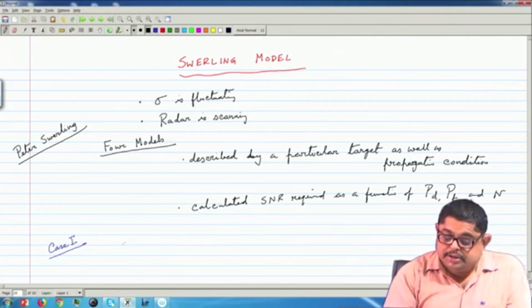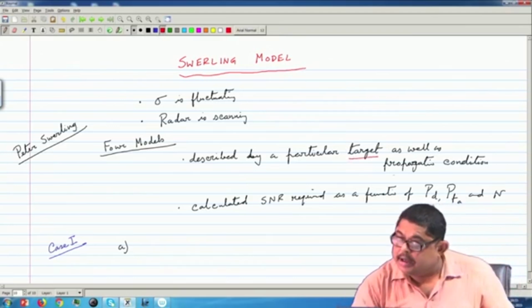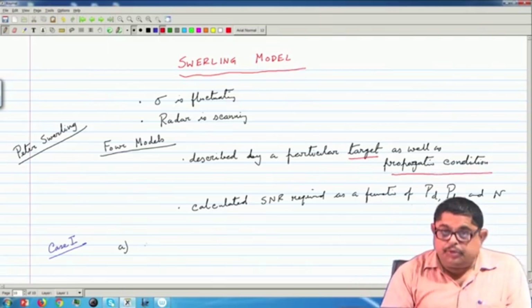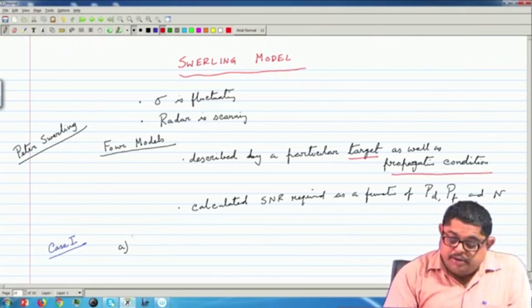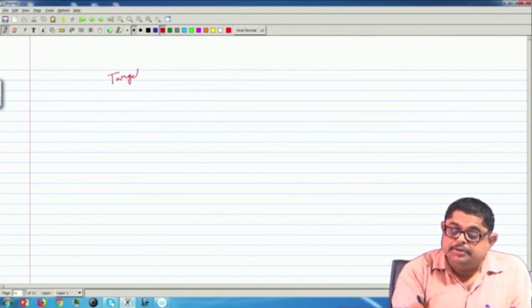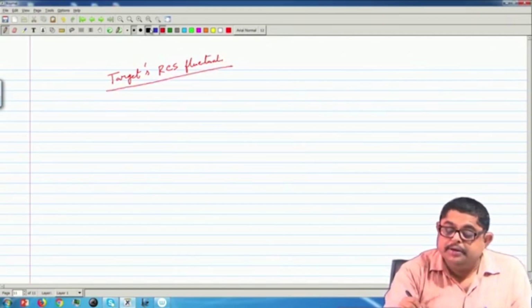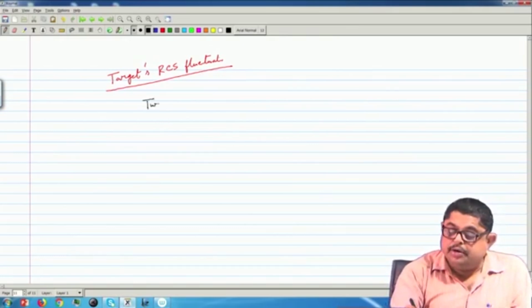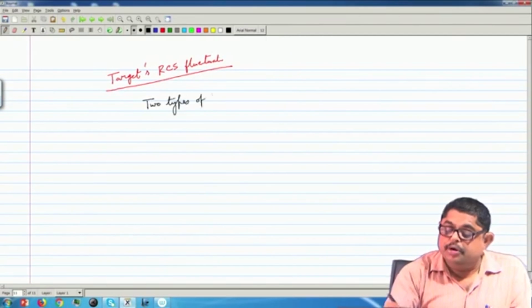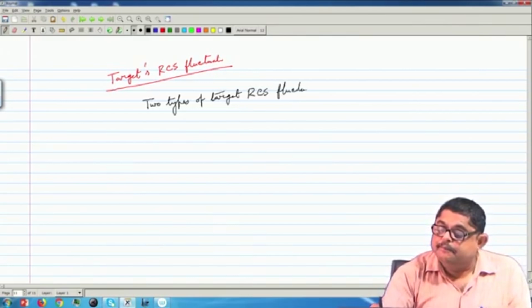Here he says, I will underline these 2 terms, target and propagation condition. Before describing the model, let me see the target RCS fluctuation. He actually calculated and gave two types of target RCS fluctuation.